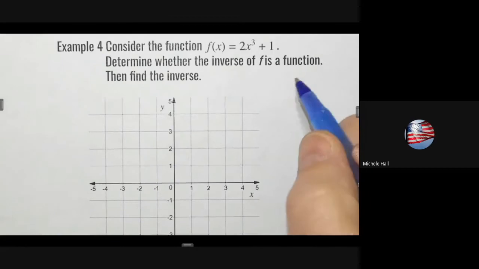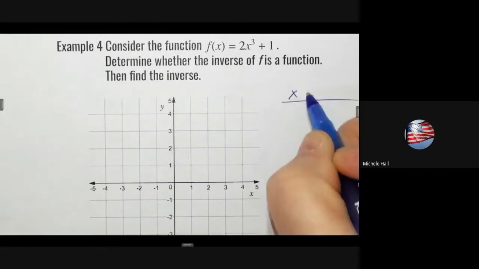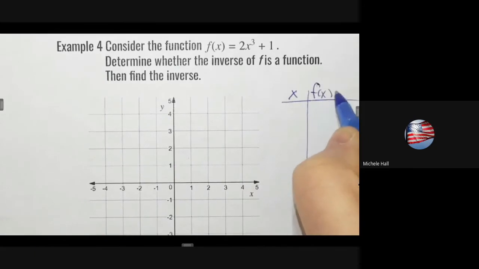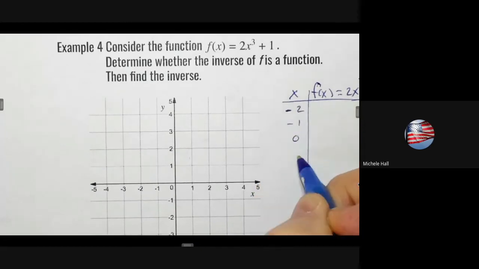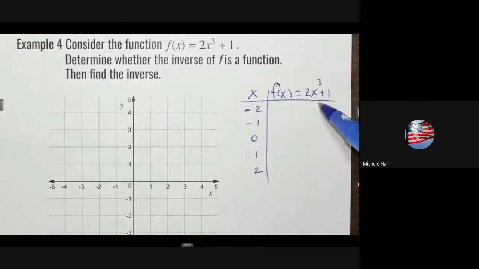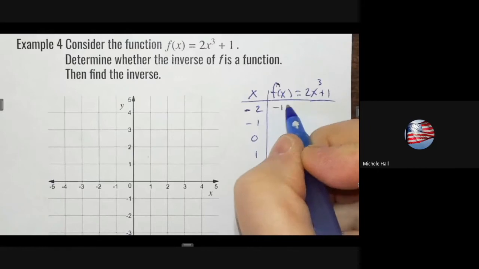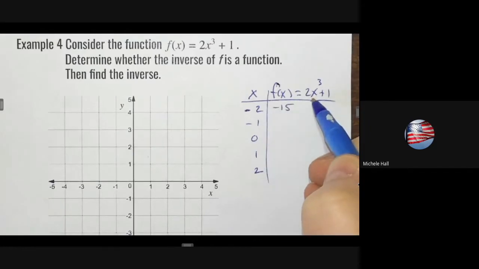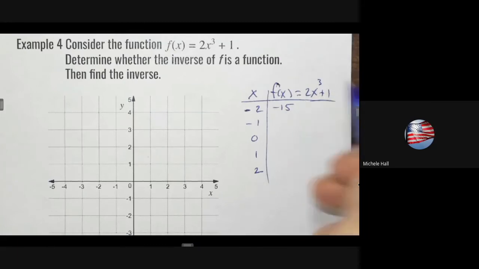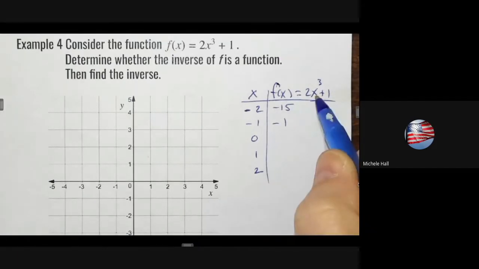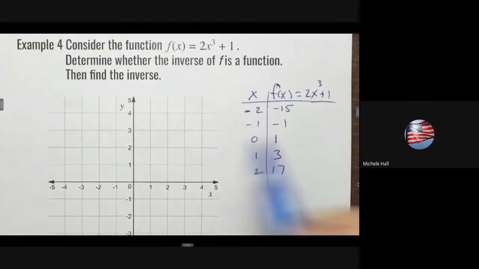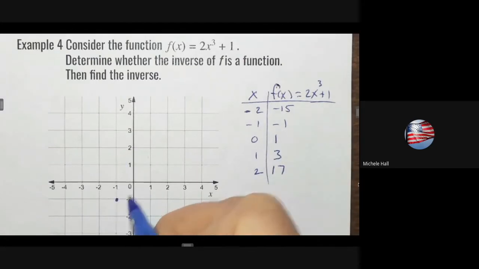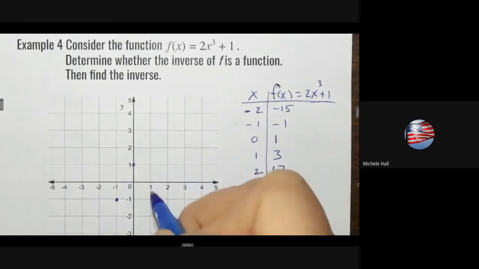All right, so we have -2, -1, 0, 1, and 2. -2 cubed is -8 times 2 is -16 plus 1. -1 cubed is -1 times 2 is -2 plus 1. 0 cubed is 0 times 2 is 0 plus 1. All right, so let's graph -1, -1, 0, 1, and 1, 3.